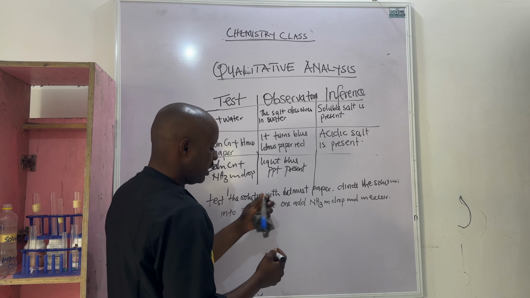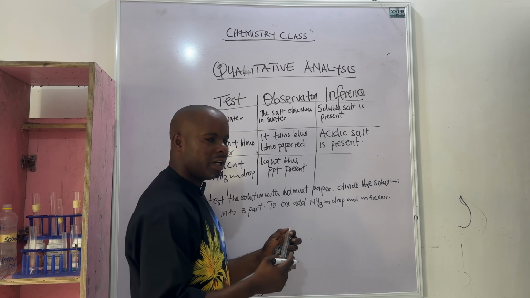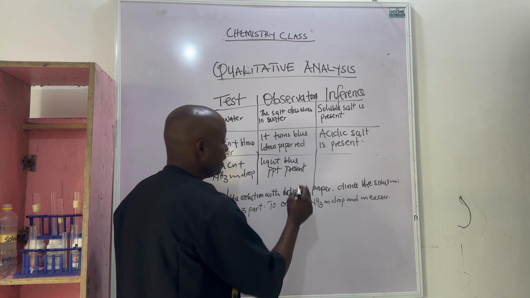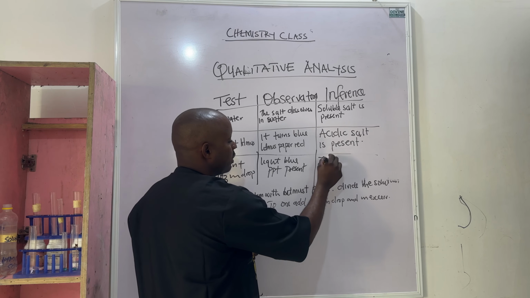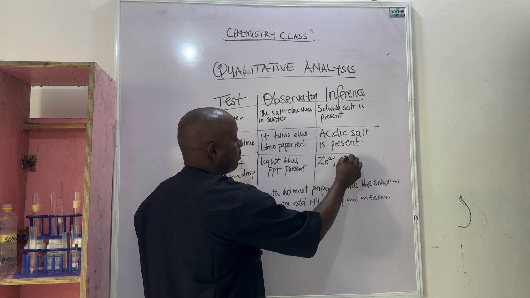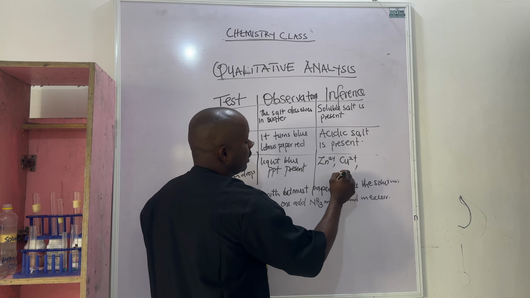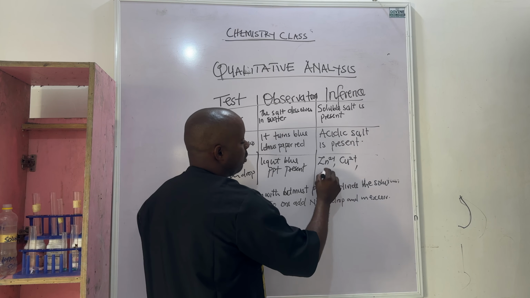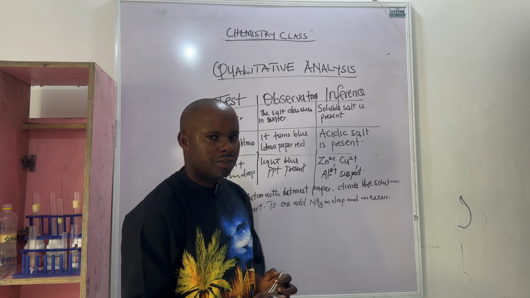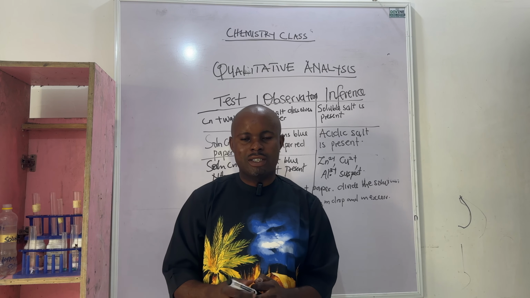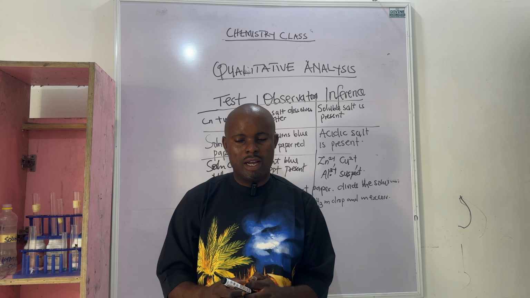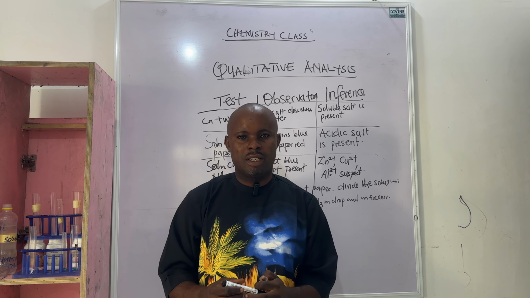What can actually give these characteristics? We can actually say zinc 2+, copper 2+, and aluminum 3+, suspected. We are just trying to suspect these ions. So in this aspect, these are the characteristics of copper in ammonia. If I put this ammonia in excess, what would be the color?